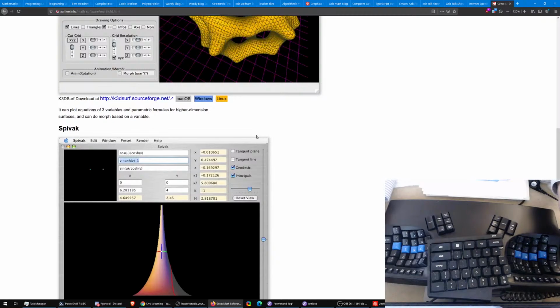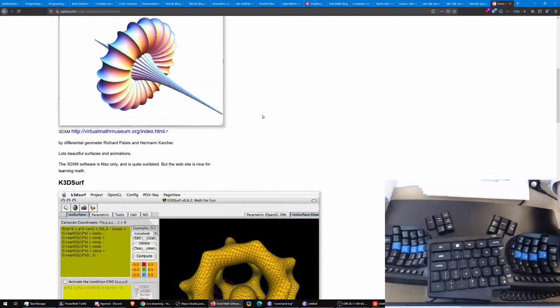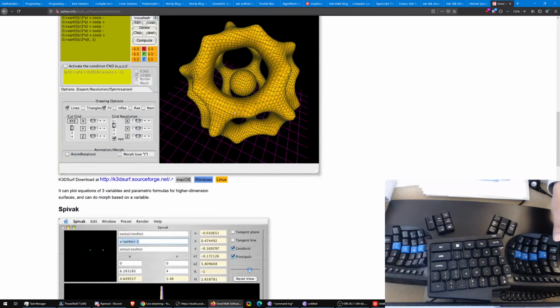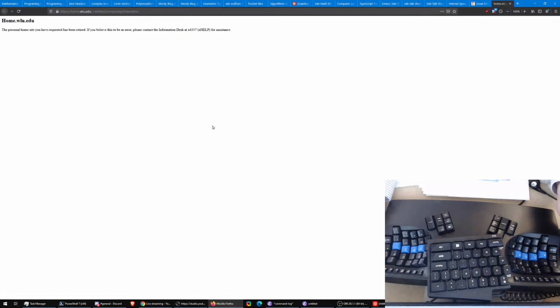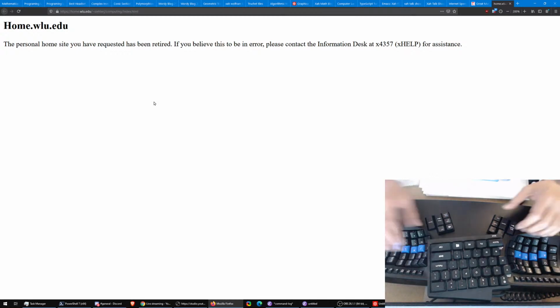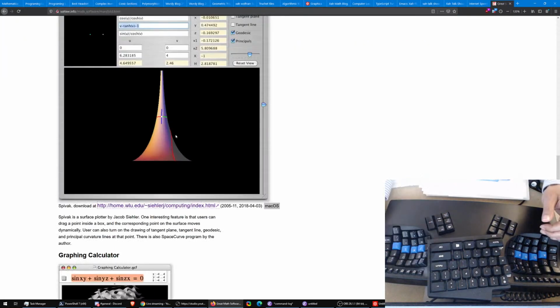Now these are a bunch of great software. I haven't checked them for a long time. This is from a professor, my friend, Professor Richard Palais, and I haven't checked it. Some of the links might be dead. Last time I checked, this one is there. It says: the personal home site you have requested has been retired. Usually they are PhD students or professors. So okay, the link is dead.